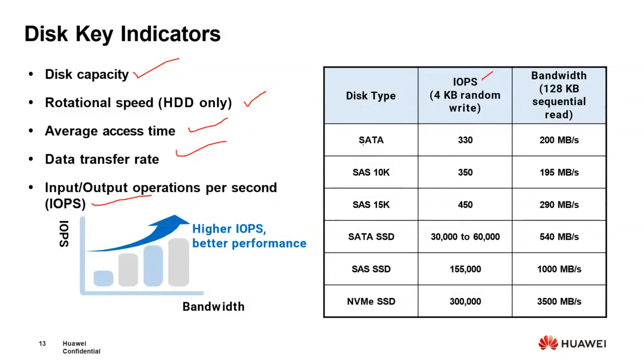So this is how the different types of disks are increasing in capacity, in rotational speed, average time, data transfer, and the IOPS, which is input output operations per second. This shows that basically there is an increase in the technology in terms of the input output per second, and that means that we now have better performance hard disks in the market. Also, in terms of bandwidth, you will see that the bandwidth is increasing.